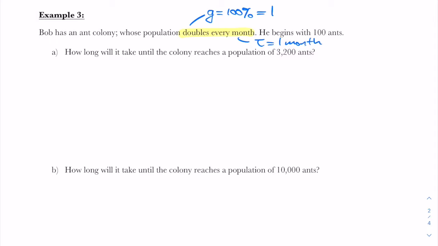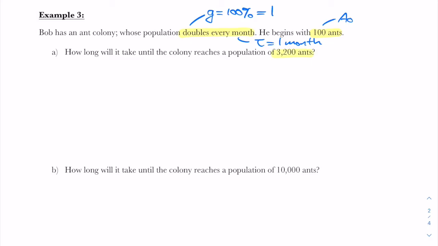We start off with 100 ants, so that would be our A0, the initial amount. And I just want to mention here, you can use exponential growth to model anything. It can look at the number of ants, the amount of money, the cost of tuition. All of these questions follow the same general format, and you can apply it to any situation. All right, first question: how long will it take until the colony reaches a population of 3,200 ants?